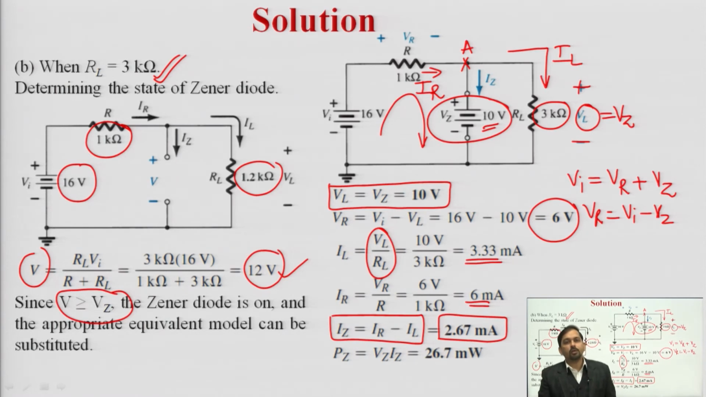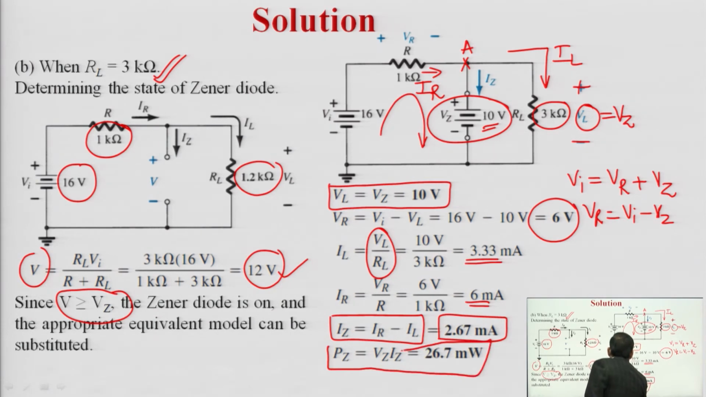So, if there is a current flowing into the Zener diode, then we can calculate the power dissipated by the Zener diode, which is given by Pz equals Vz multiplied by Iz. So, this comes out to be 26.7 milliwatt. And now, in this first case, we can say that this regulator is providing a constant voltage of 10 volt to the load, meaning this circuit is working as a voltage regulator. So, this is the easiest case, which is the first case, when the input and the load resistance both are fixed.